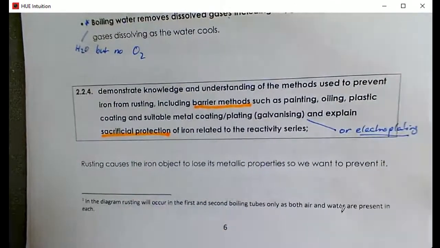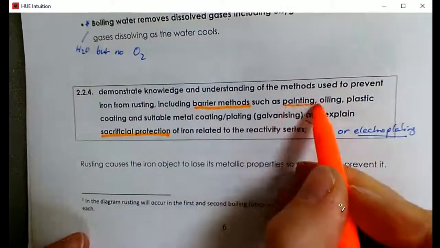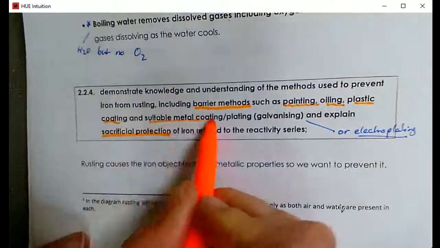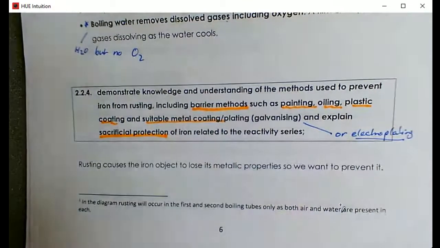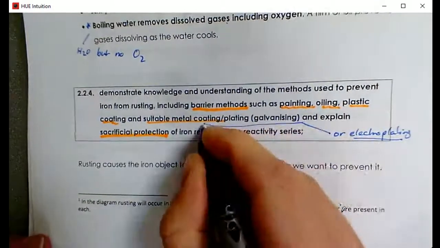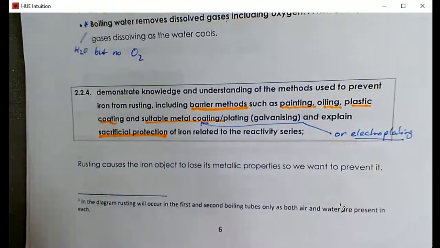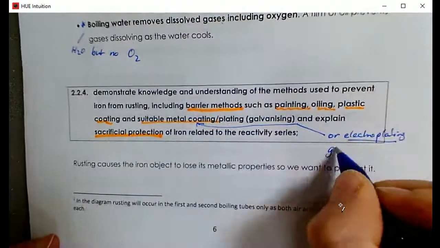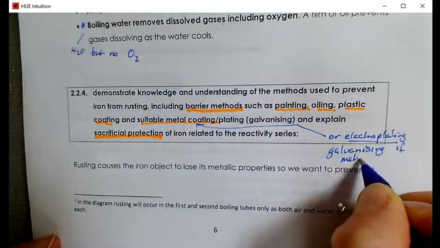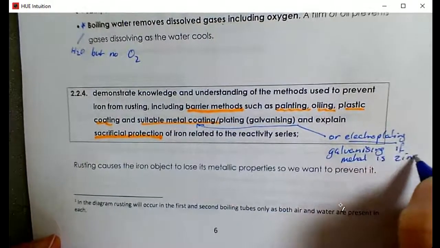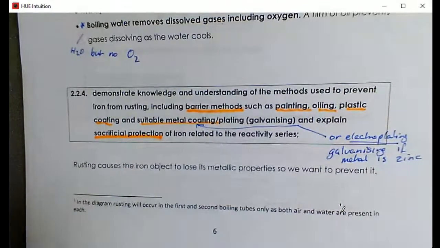Okay, just note that for this barrier method, they have actually mentioned 4 on the specification. In the video, it talked about electroplating. So electroplating is the process of coating a metal with another metal, right? And it's called galvanizing if that metal is zinc. So galvanizing refers to zinc specifically. So you can coat one metal with another metal to protect it, maybe a less reactive metal. But if you use zinc, which is actually more reactive, it's called galvanizing.